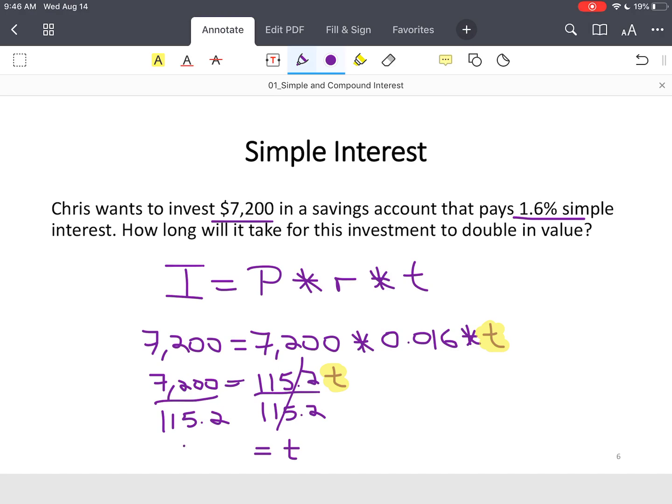And we end up with 62.5 years. So it'll take him 62.5 years before his investment doubles, assuming that he doesn't take any money out of his savings account.